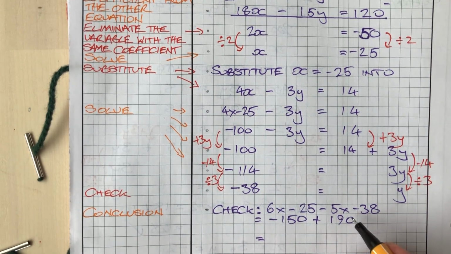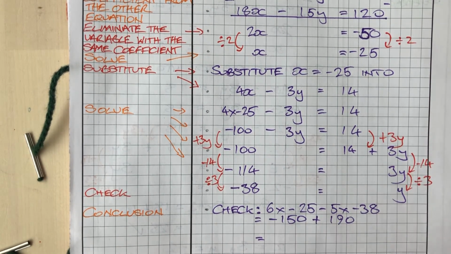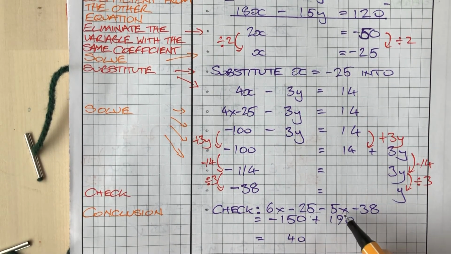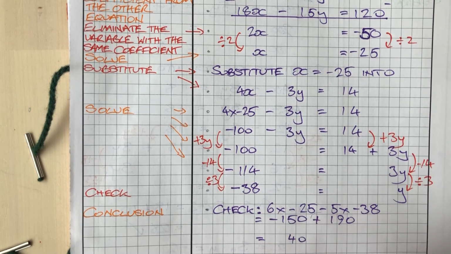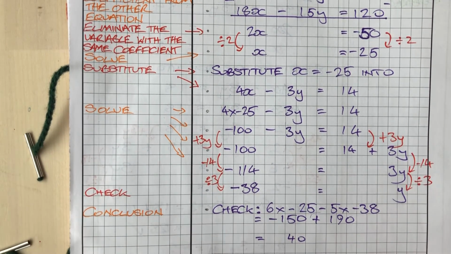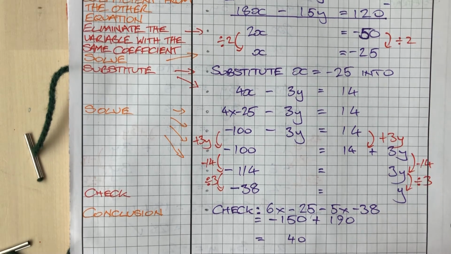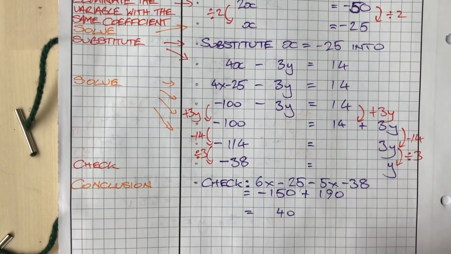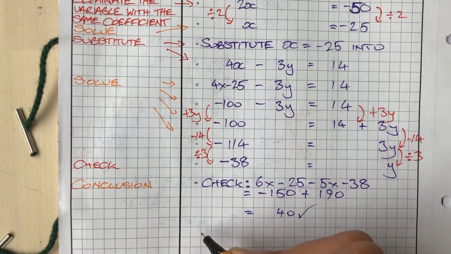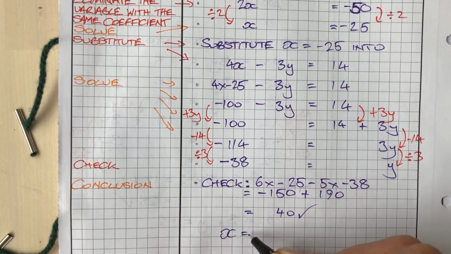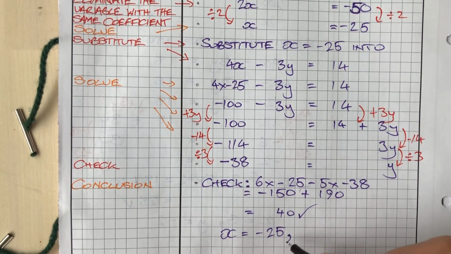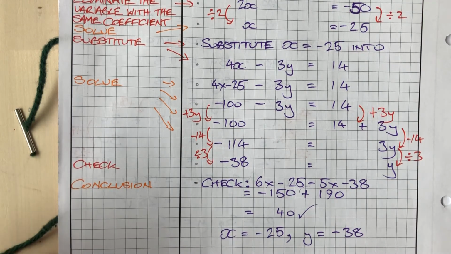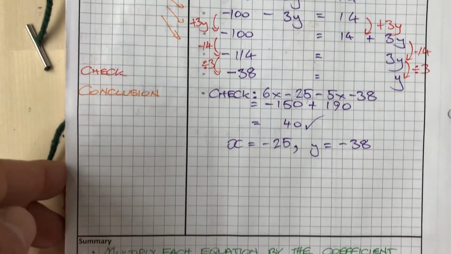The way to get the size of this answer is 190, take away 150, that is 40. And then it's a bigger number minus a smaller number. The answer is positive. So the answer is 40, which it was. So we are correct. Sum it up. X is negative 25, Y is negative 38. All right, not nice, but that's what it is.